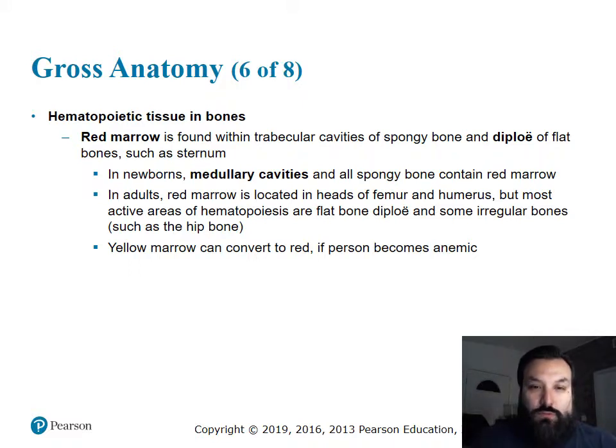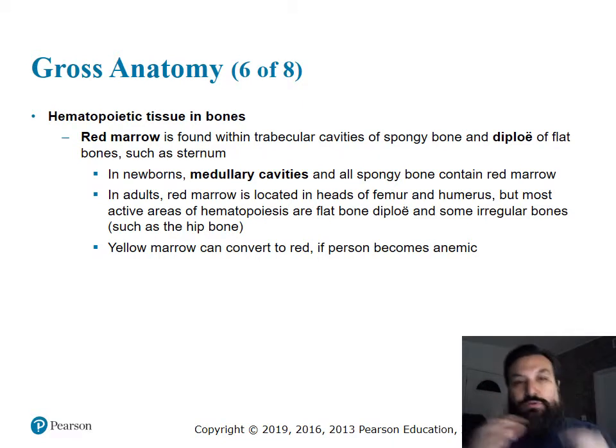Okay, so we do have tissue in bone. We have hematopoietic tissue, which is tissue that participates in blood cell production. Red bone marrow, we find in trabecular cavities in the spongy bone. When we take a look at a flat bone, we see it in the diploe, the word that we use for flat bones, the spongy bone that's in between the two compact bones.